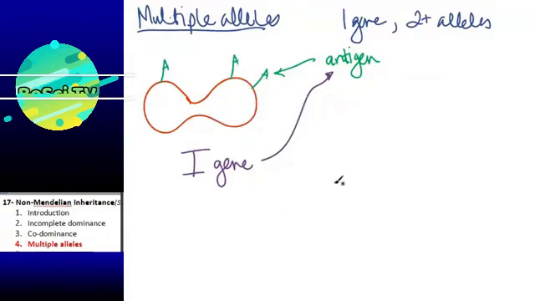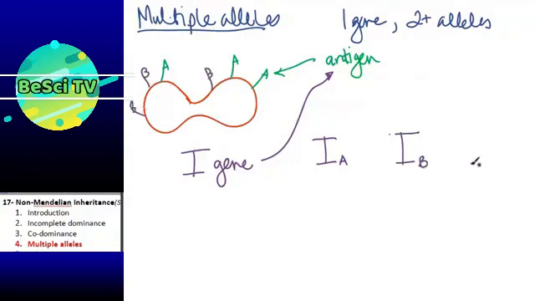Now, I'm going to tell you all the multiple alleles you would expect. You have IA, which codes for A antigens. You can have IB, which codes for B antigens. Does that work for you? And you can have little i, recessive i, which codes for no antigens.